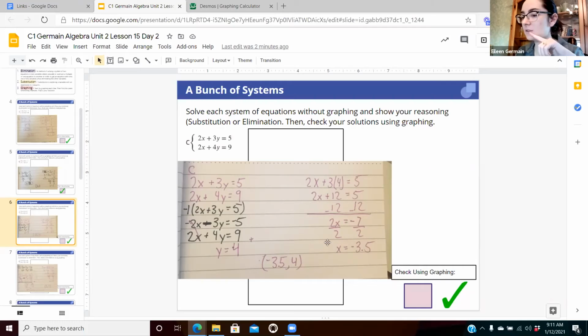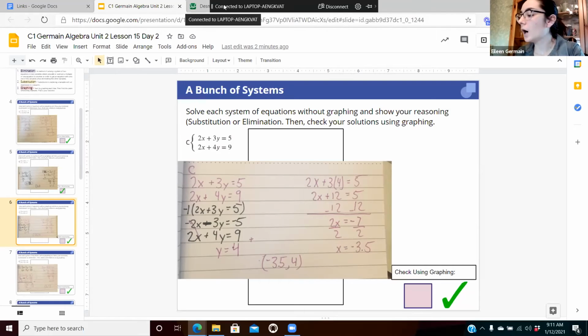Connor, does that make sense though, why I didn't write the 0x there? I just want to make sure that you understand. Maybe? Okay, perfect.